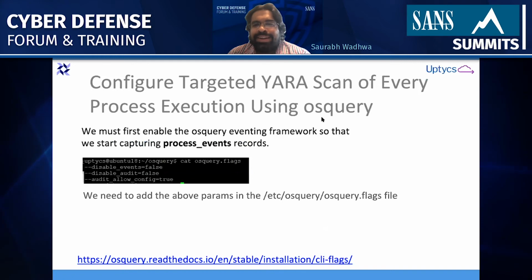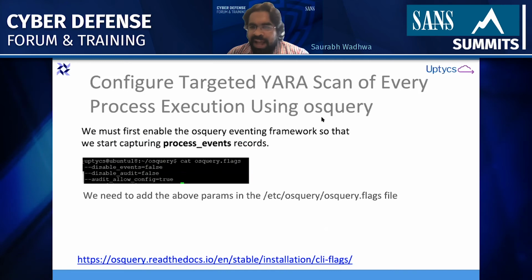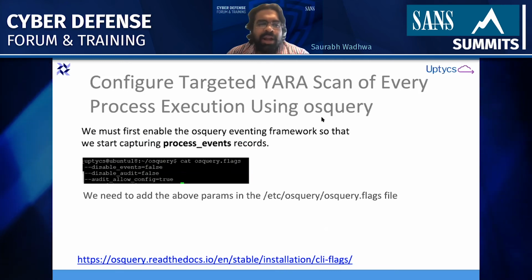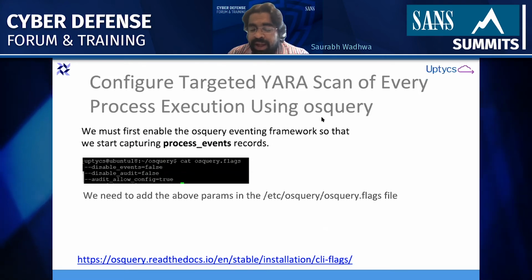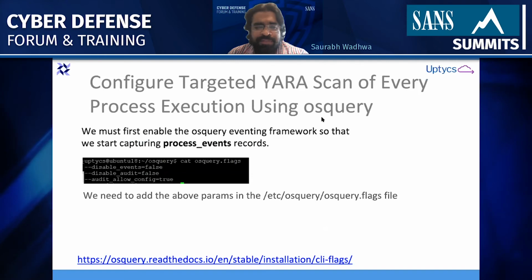Configuring a targeted YARA scan of every process execution using OSQuery. OSQuery, how it runs or what it does, is controlled by a flags file, right? And to enable the event framework, the pub/sub framework we just talked about, we need to add a few flags inside the flags file, which is located in /etc/osquery, and the name of the file is osquery.flags.